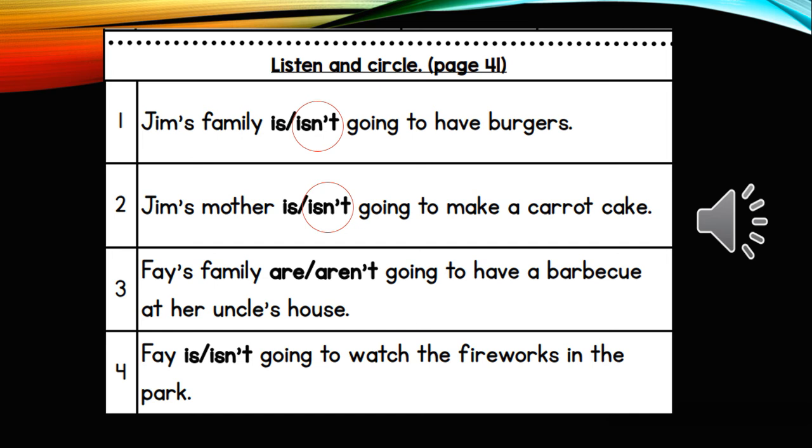Alright, number 3. Faye's family are or aren't going to have a barbecue at her uncle's house. So the answer is aren't. And finally, number 4. Faye is or isn't going to watch the fireworks in the park. The answer is, that's right, is. Well done everyone. Now let's move on to the next activity.